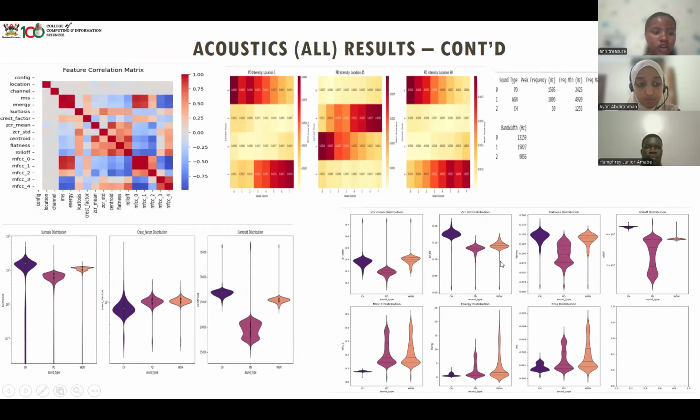And from our feature correlation matrix, we saw that the MFCC, which represents the fingerprint of the sound, had a high correlation between different types of MFCCs, which means we shall have to drop some of those features. There was also a high correlation between the RMS and energy. Since the RMS is the root mean square of the energy, we shall have to drop one of them.